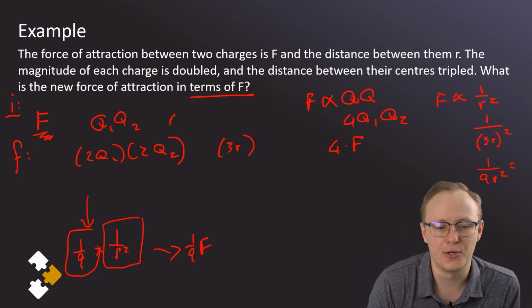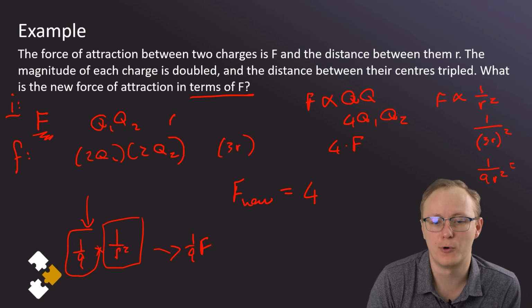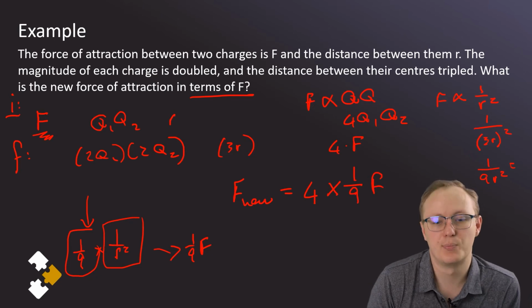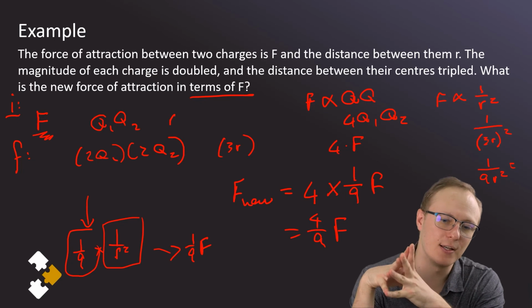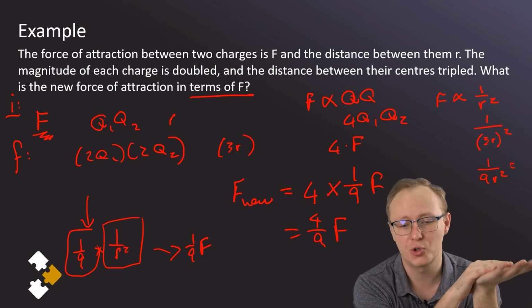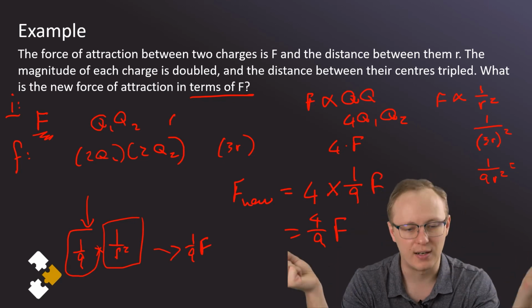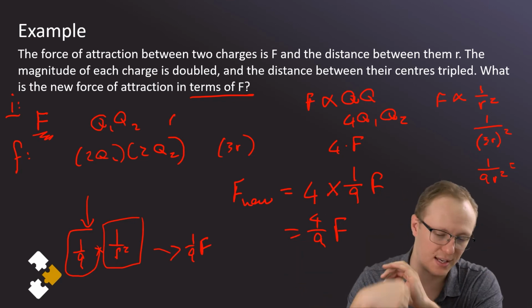And now to get the new F, I'm just going to call it F new, it's going to be the increase by 4 due to the product of the charges times the decrease by a factor of 9 due to the distance, so it's going to be 4 over 9 F. So I've separately figured out how changing the magnitude of the charges affects the proportion, how changing the square of the distance between them affects the proportion, and I've put that together to decide what this new F is going to be in terms of the old F.